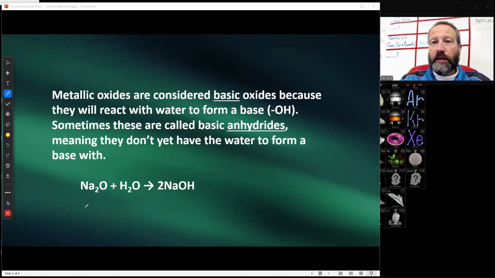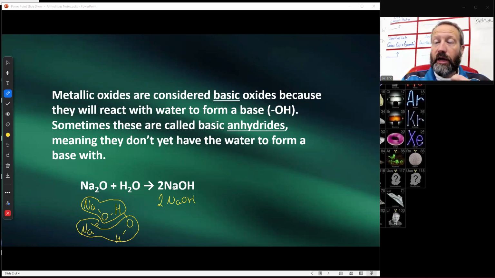Na2O, let's break that into just a quick little structural drawing. It's not this, but I want you to see what happens. Okay. We bring in water, and water is going to be attracted, hydrogen to oxygen there. So a bond's going to form there, and what do we get? We get one NaOH out of what I've circled, and what is left over is a second NaOH, and that's why it gives us two NaOHs when you balance it.